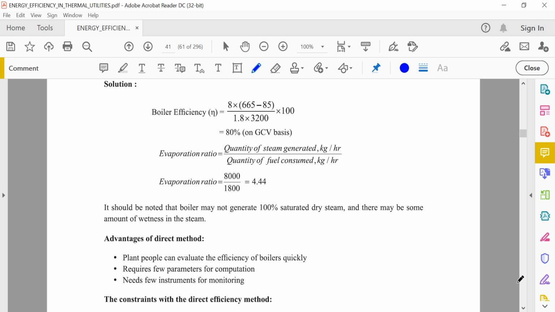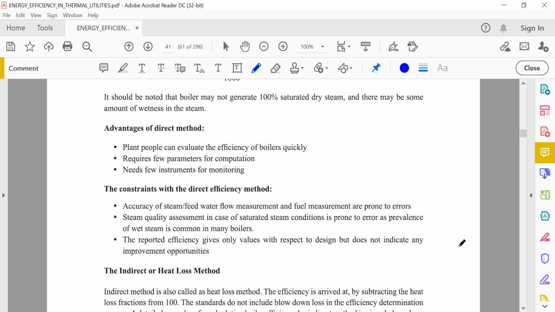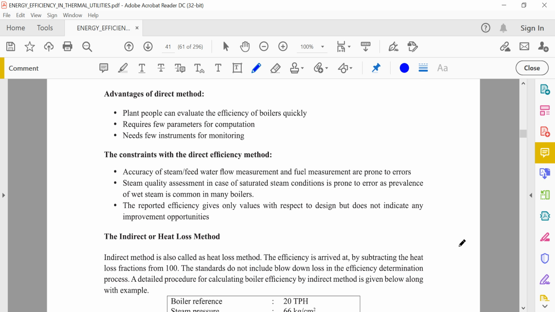So now let's see the second method. These are the advantages of the direct method. It's very easy for plant people to calculate efficiency by the direct method, because it requires fewer parameters for computation.